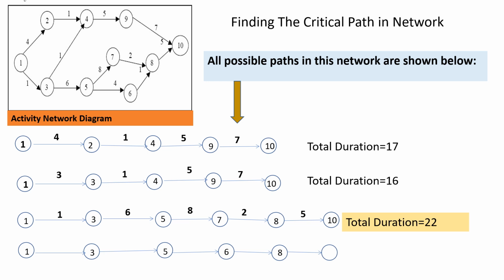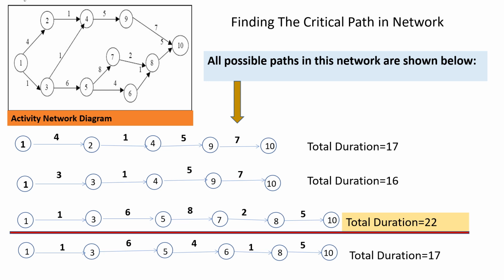So in this network, there are 4 possible paths in the entire network, of which the third path has the maximum duration of 22. Therefore, the third path is taken as the critical path. The third path is taken as the critical path because the total duration of this path is the maximum. Okay. Now let us go to the next step.